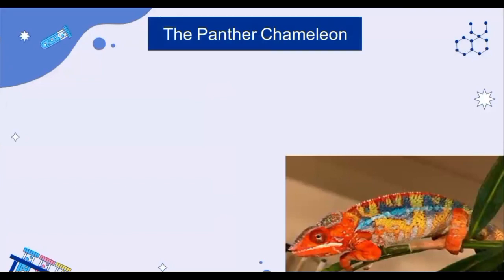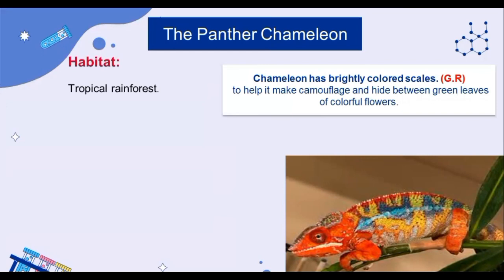The panther chameleon. دلوقتي هتكلم عن البانثر chameleon. البانثر chameleon عامة الهابيتات بتاعتها tropical rainforest. بالنسبة للكاميليون عندها colored skills، يعني دي colored skills. Give reason لازم تلاقي colored skills to help it make camouflage and hide between green leaves of colorful flowers. عشان تعرف تعمل blending مع green leaves of colorful flowers.